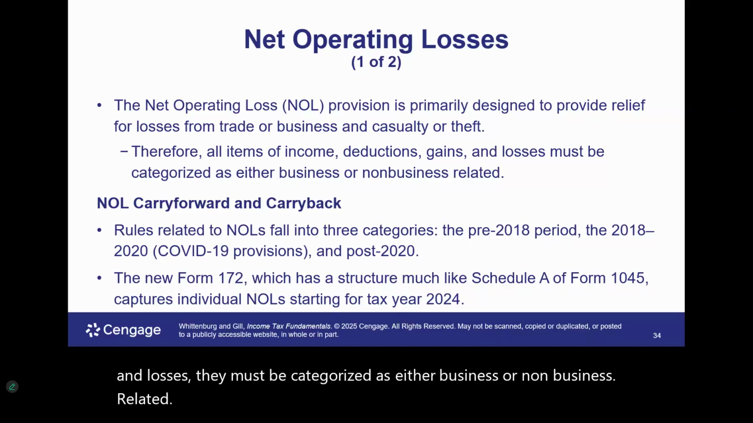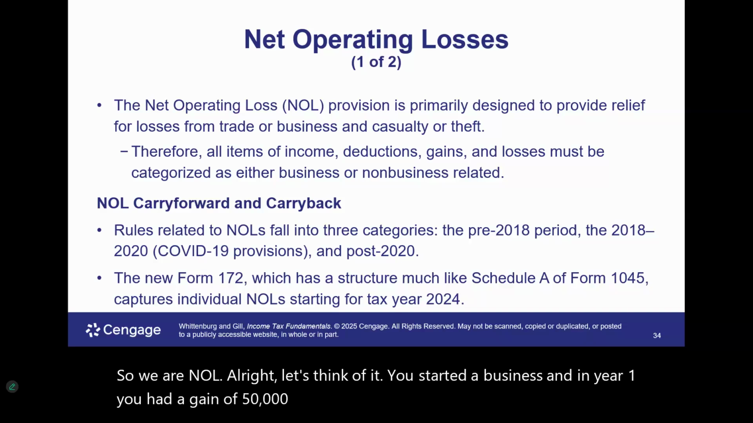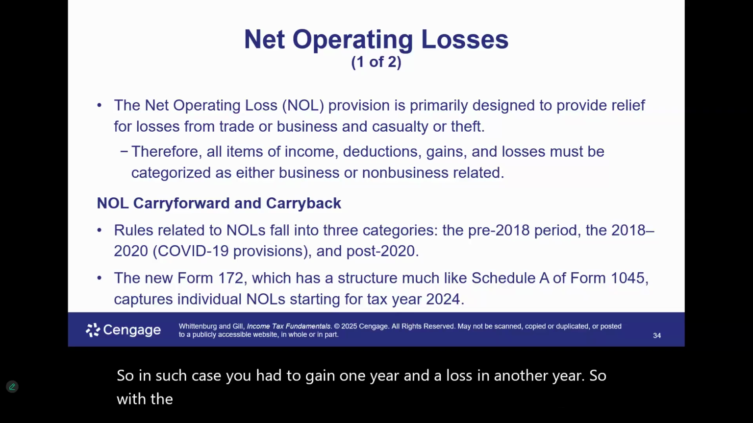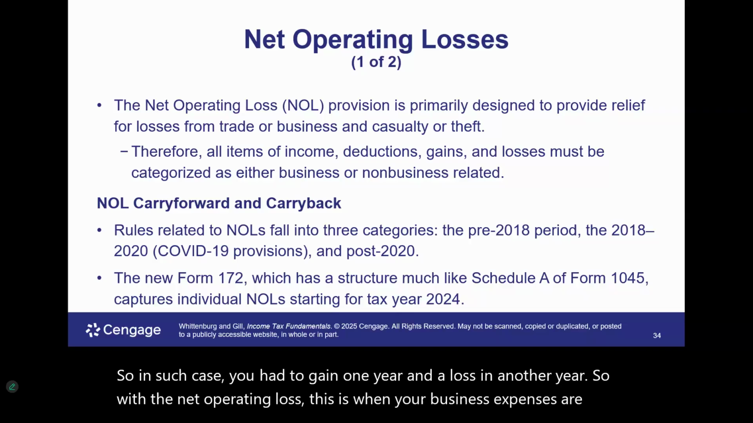So with our NOL, all right, let's think of it. You started a business and in year one, you had a gain of 50,000. And then in year two, you had a loss of 20,000, right? So in such case, you had a gain one year and a loss in another year. So with the net operating loss, this is when your business expenses are greater than your business income in a year. So simply stated, you spent more money than you made.